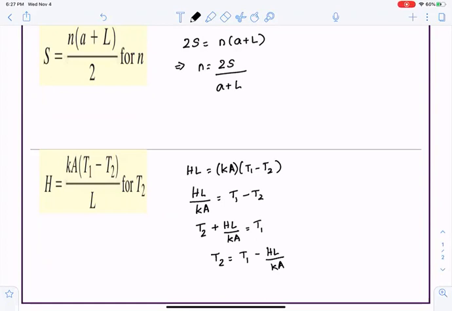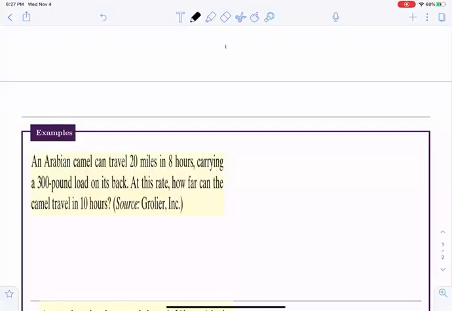Okay, so any questions on this? So a Caribbean camel can travel 20 miles in 8 hours, carrying a 300-pound load on its back. At this rate, how far can the camel drive in 10 hours? So it's a standard formula.